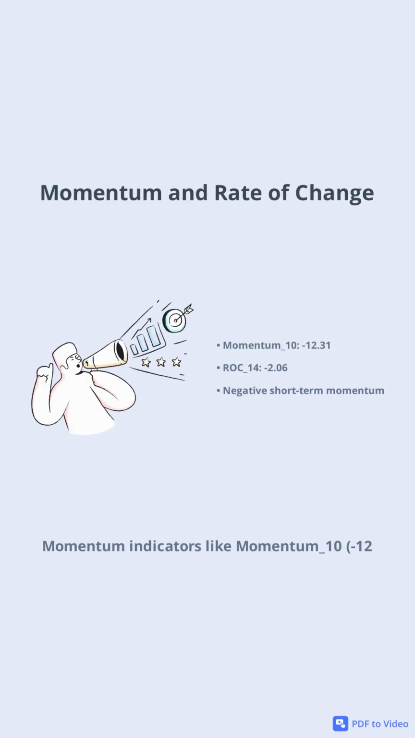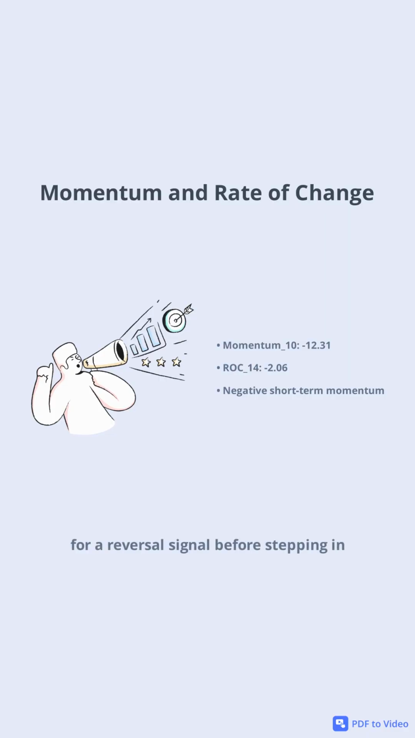Momentum indicators like Momentum 10, -12.31, and Rate of Change (ROC) 14, -2.06 are negative, signaling that the stock has lost upward drive in the short term. The price acceleration metric is also negative. These readings suggest that sellers have recently been in control, and buyers may need to wait for a reversal signal before stepping in.